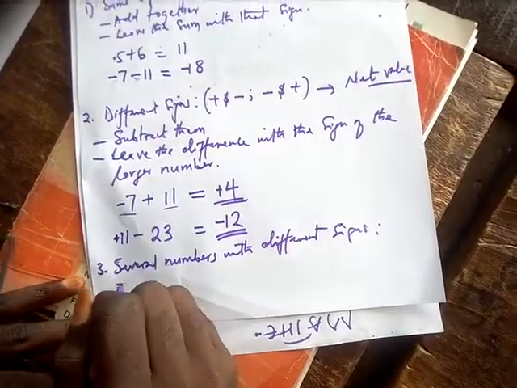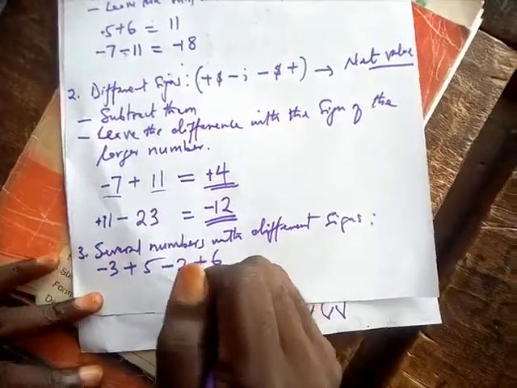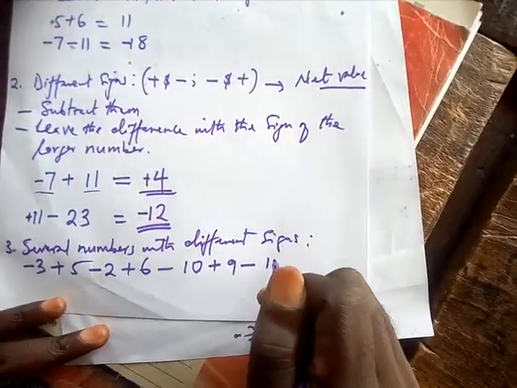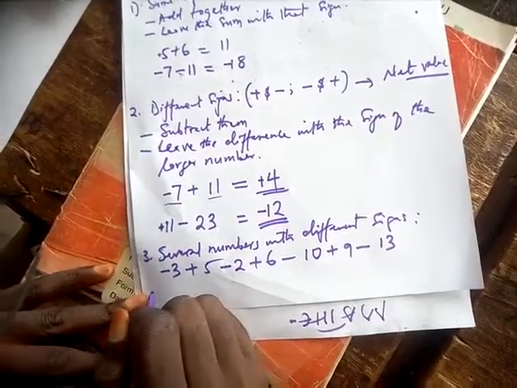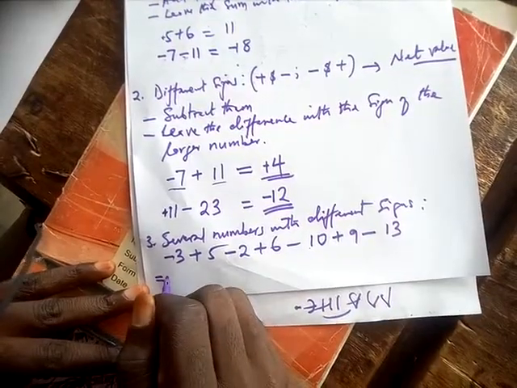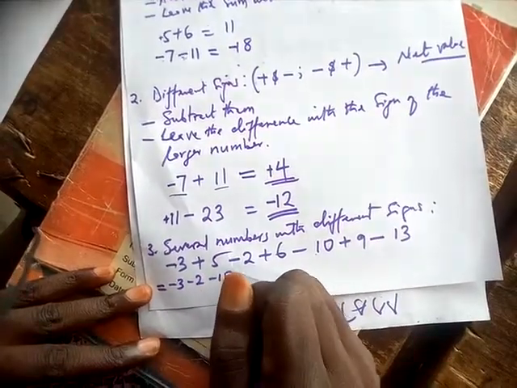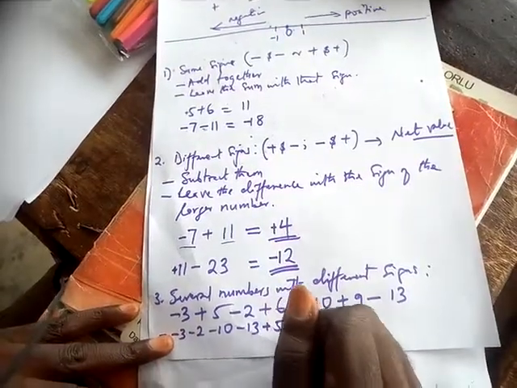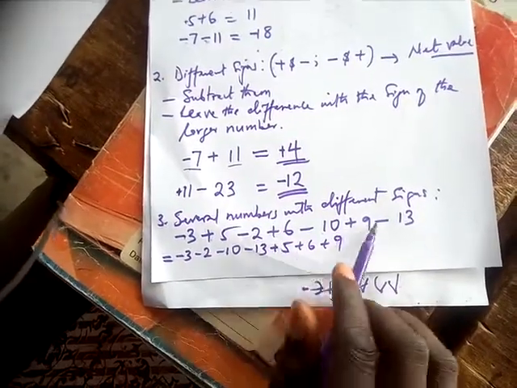For example, minus 3 plus 5, minus 2 plus 6, minus 10 plus 9, and minus 13. We want to solve this. This is nothing but getting all the ones that are negative together. This has a negative sign. This has a negative sign. 10 has a negative sign, and 13 has a negative sign. And get all those with positive signs: 5, 6, and 9.